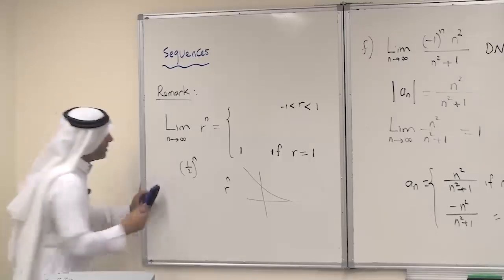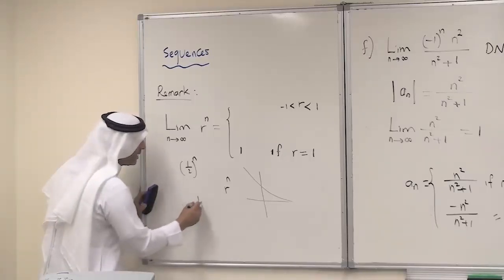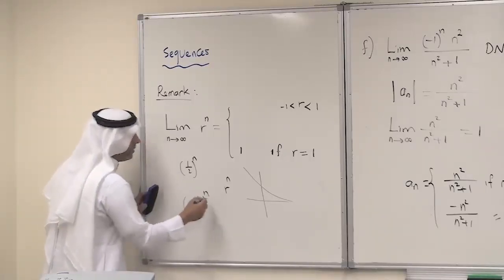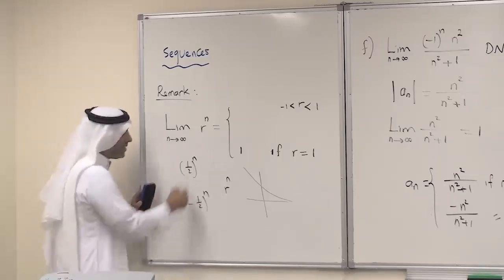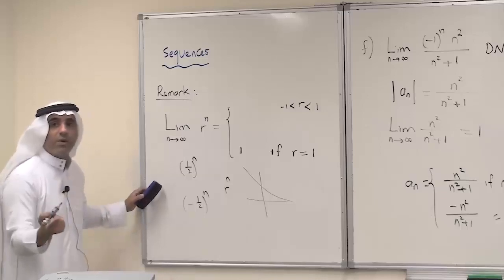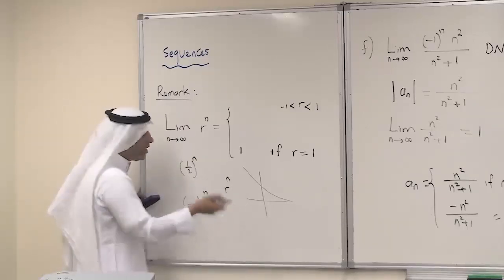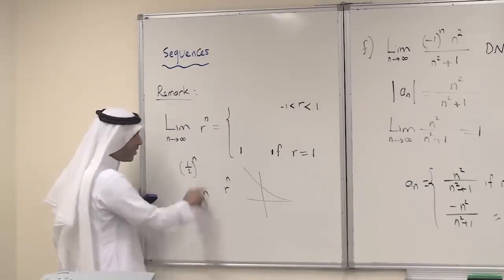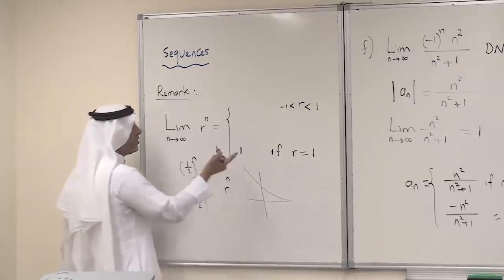But what happens if we just put a minus sign? So it's -1/2 to the power n. That's very interesting. If you take the absolute value, you will be back to r to the n with r between 0 and 1, so again it will go to 0. Why? Because the absolute value goes to 0, so the original one also goes to 0.